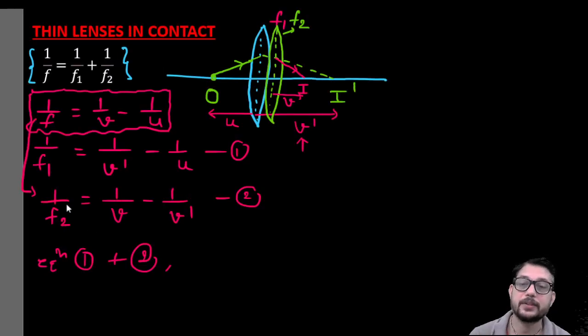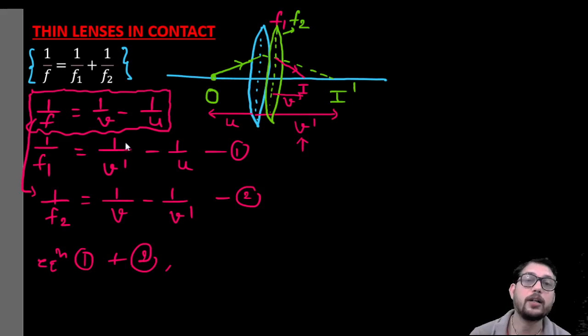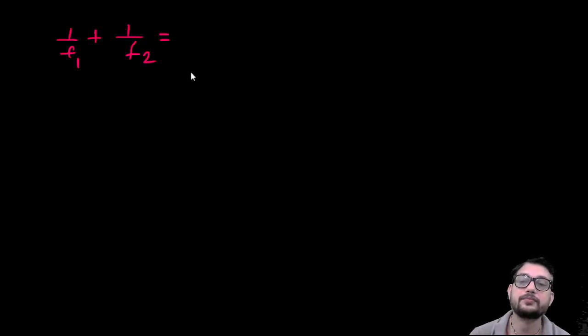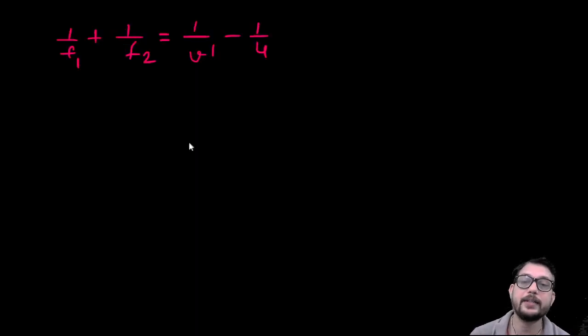We get 1 upon f, and that is 1 upon f1 plus 1 upon f2. You can see here 1 upon f1 plus 1 upon f2 is equal to, so here you have to place equal, and on one side 1 upon v dash minus 1 upon u, and the other is 1 upon v minus 1 upon v dash.